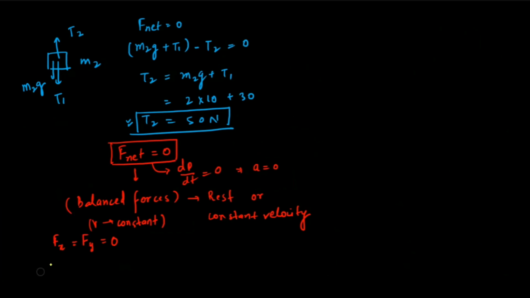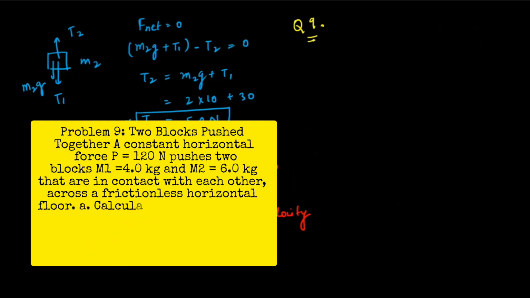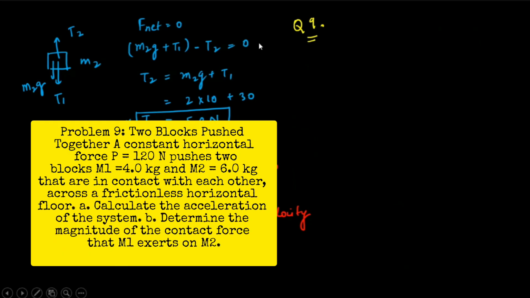Now, next question. Question number 9 says two blocks pushed together. A constant horizontal force of 120 newtons pushes two blocks M1 and M2 that are in contact with each other across the frictionless horizontal floor.